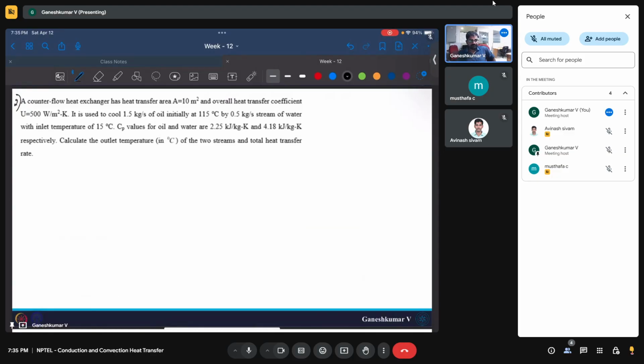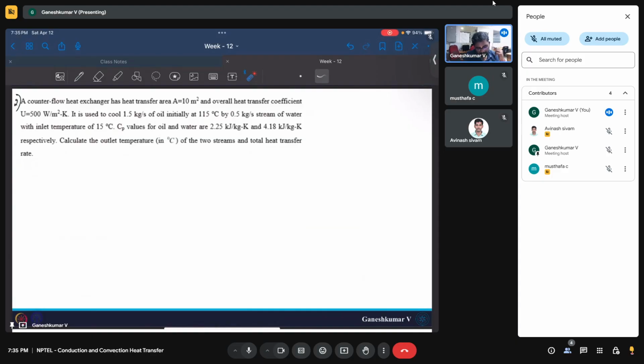And now the second problem. If there are any doubts, please stop me in between. The second problem is again a counterflow heat exchanger, but it has a heat transfer area of 10 meter square and an overall heat transfer coefficient of 500 watt per meter square Kelvin. It is used to cool 1.5 kilograms per second of oil, initially at this temperature, by 0.5 kilograms per second of air with the inlet temperature of this much. We are asked to find the outlet temperature of both the streams and the total heat transfer rate. So basically we are asked to find out the performance of the heat exchanger.